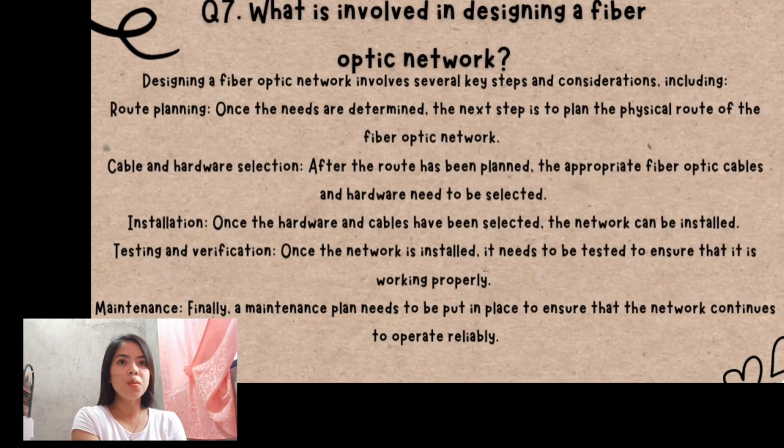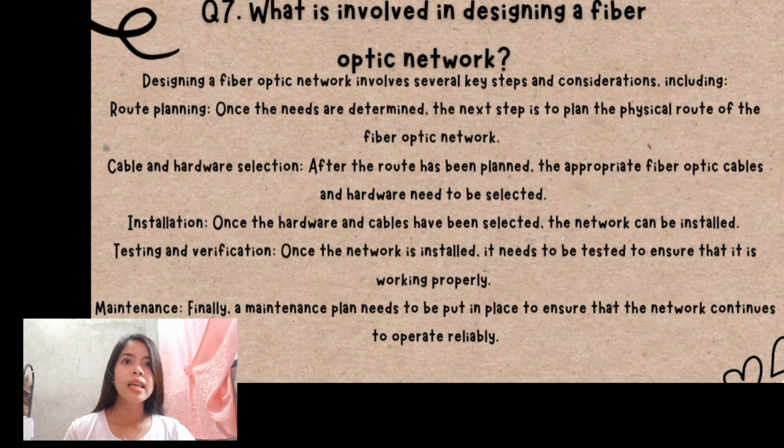So the question is, what is involved in designing a fiber optic network? So designing a fiber optic network involves several key steps and considerations. So the first step is route planning. So once the needs are determined, the next step is to plan the physical route of the fiber optic network. So route planning, this includes identifying the location or termination points such as buildings or network hubs.